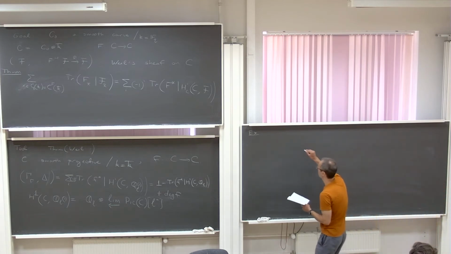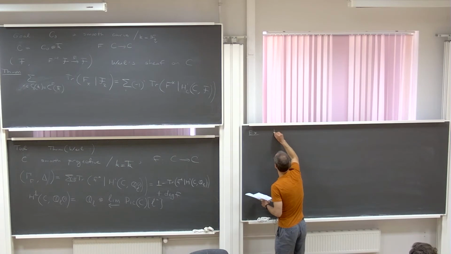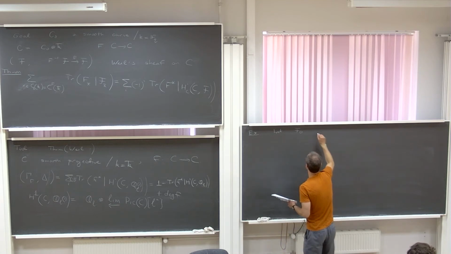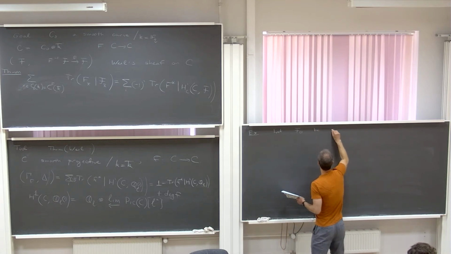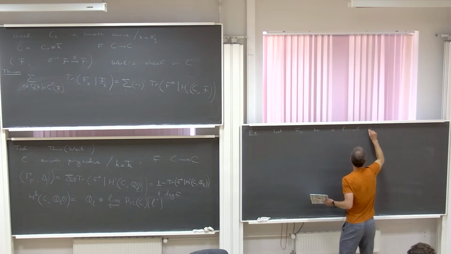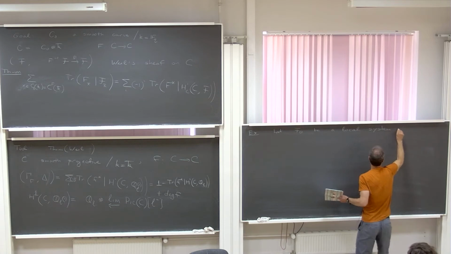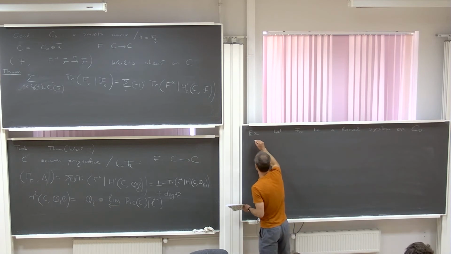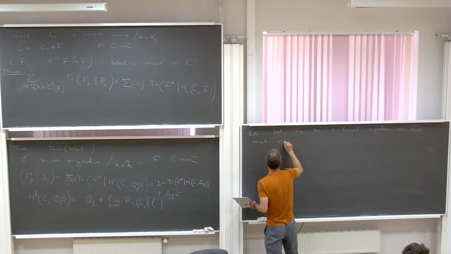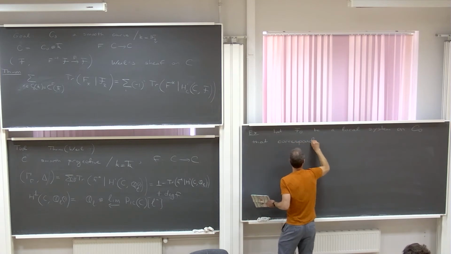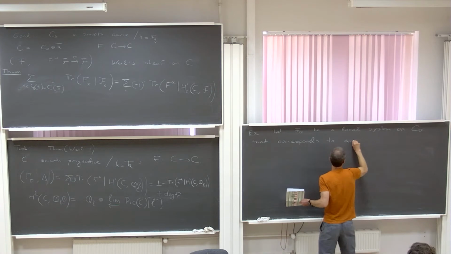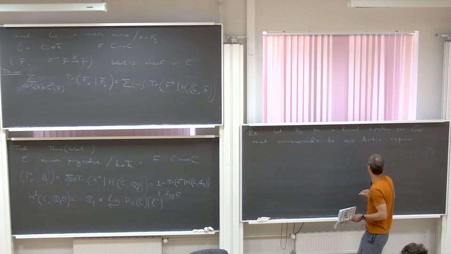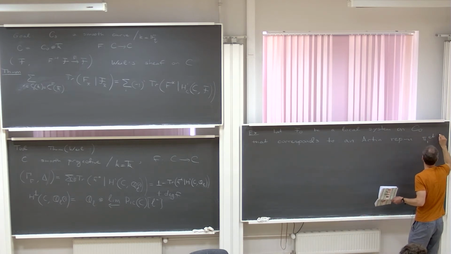So let's assume that F0 is a local system on C0 that corresponds to an Artin representation of pi_1 et of C0.